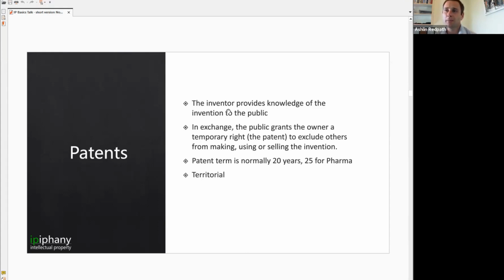Once a patent has expired, whether that's at the end of the 20-year term or because it has lapsed for whatever reason, that information is in the public domain and you can use it however you want. Patents, like trademarks, are also territorial. So a New Zealand patent only has effect in New Zealand, and a US patent only has effect in the US.